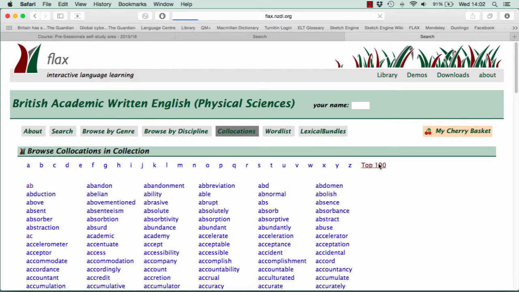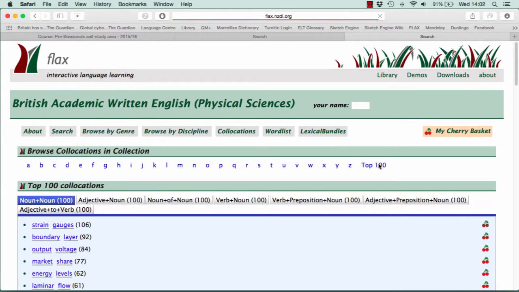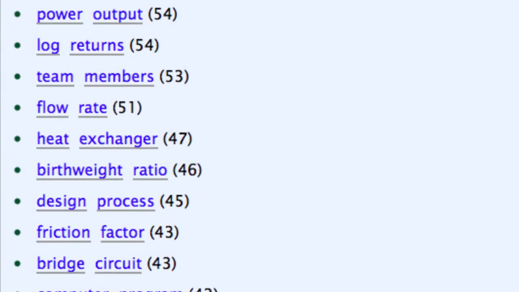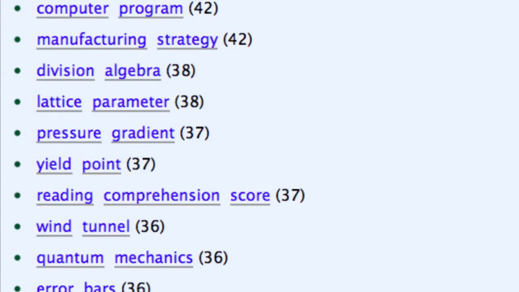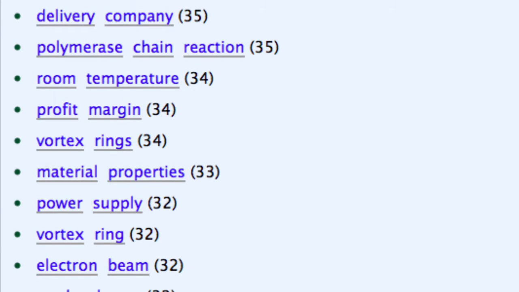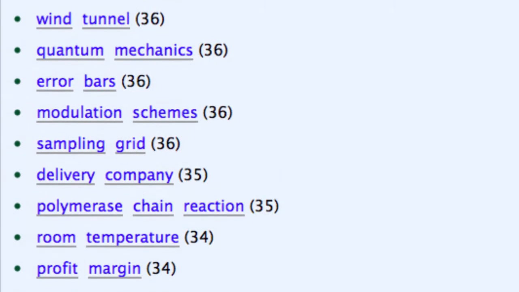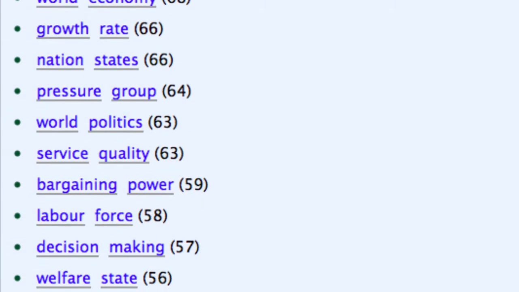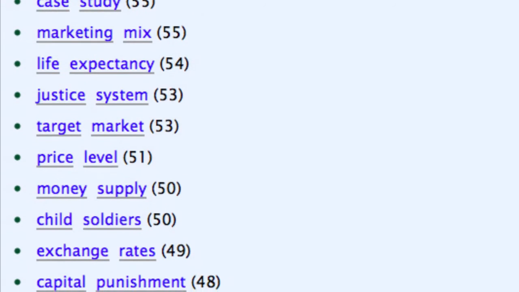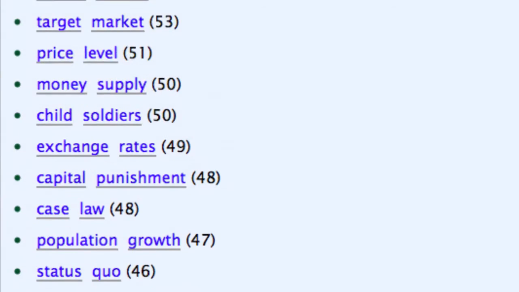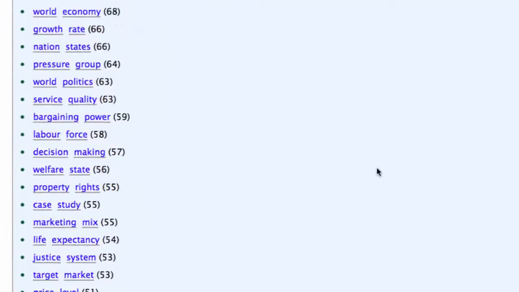Again, if I look at the top 100, you'll see that immediately there's a disciplinary difference, and we're looking at concepts that are clearly of more interest to people working in various fields of physical sciences, for example physics or engineering. Again, if I go back, here we can see the vocabulary topics are much more closely related to social subjects, politics, economics, and so on.